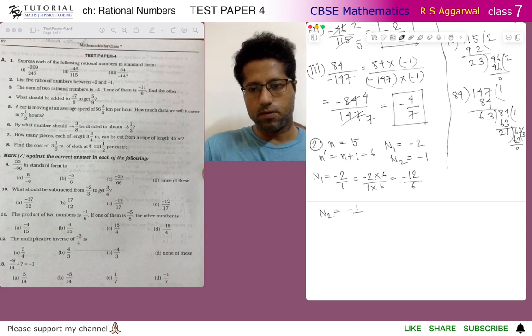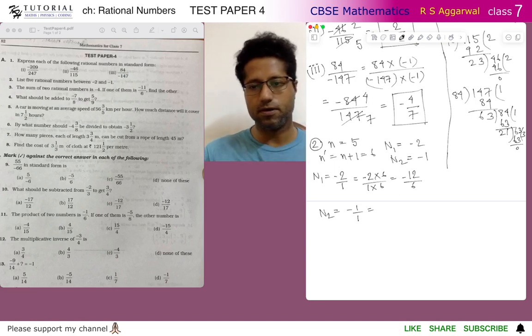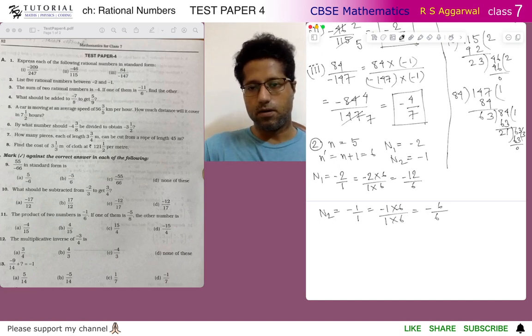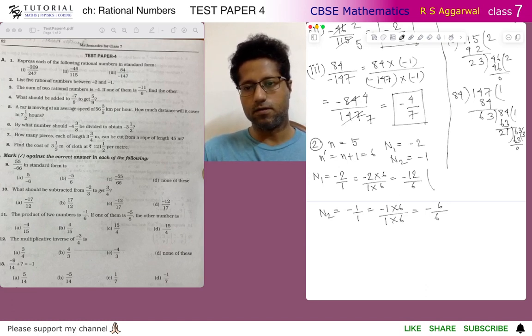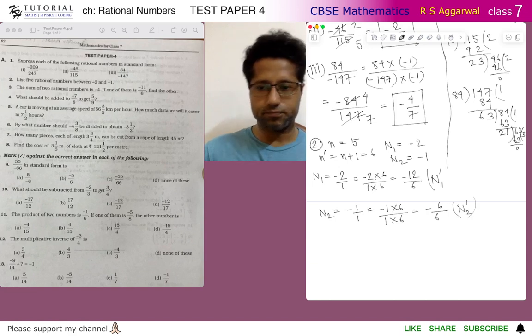Similarly, n2 is minus 1 by 1. We convert it to its equivalent form so that the denominator is 6. So this will become minus 1 into 6 divided by 1 into 6, which is minus 6 by 6. If you have seen the video and follow my notes, we referred to minus 12 by 6 as n1 dash and this one as n2 dash.